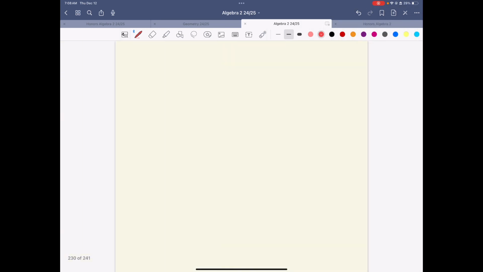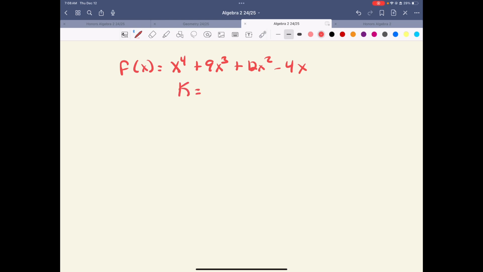Let's look at another example of the remainder theorem. So now in this one, f of x is equal to x to the 4th plus 9x cubed plus 12x squared minus 4x. And we're going to evaluate this one at k is equal to 1. So again, we're going to be asked to find the remainder.